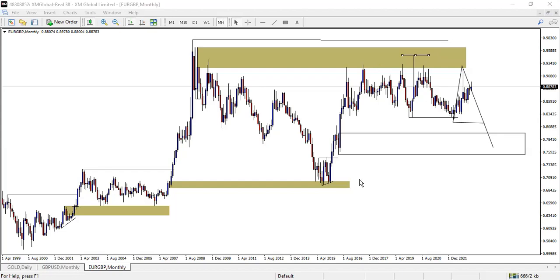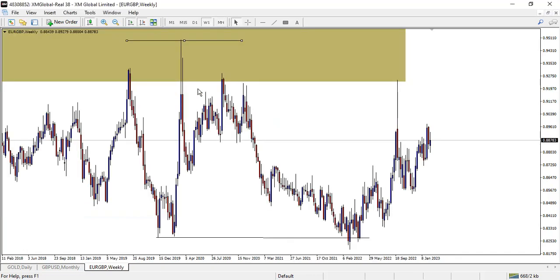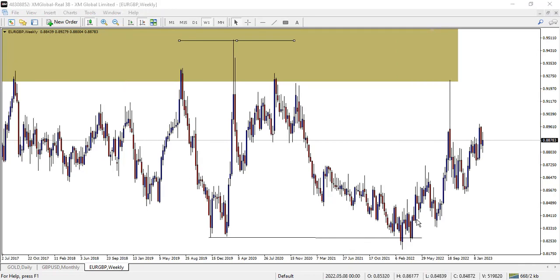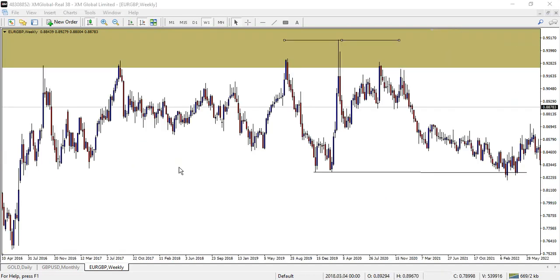Sorry, something is wrong with my mouse. Okay, sorry about that. Now, this is our monthly time frame of Euro GBP. Now, the question is, what do we do next? We go to the lower time frame, right? It may sound crazy, but this is a lower time frame. This is our weekly time frame, okay?